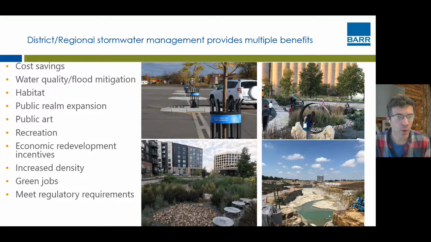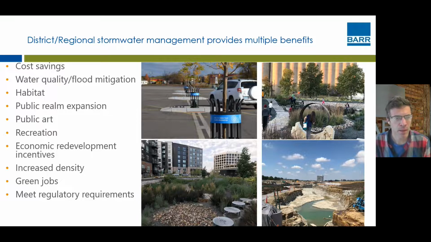There can be increased water quality and flood mitigation opportunities as well. These systems can get rather large and can even be combined with larger water quality or flood mitigation goals to make improvements to the larger watershed. Again, by having a larger system, there are habitat improvements, and often these are connected systems. I'll show an example of that can allow greater connectivity to other natural resources that are nearby. Along with that comes recreation benefits through the public realm expansion, opportunities for public art, and of course, recreation.